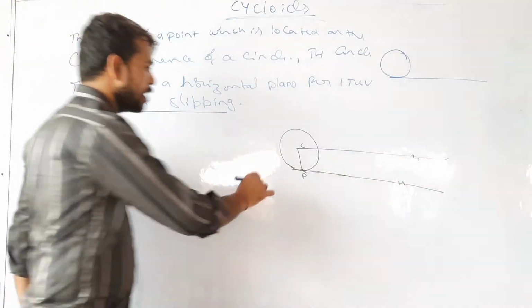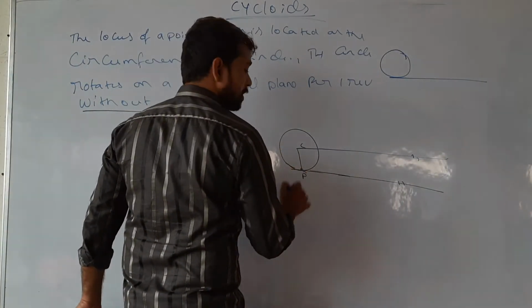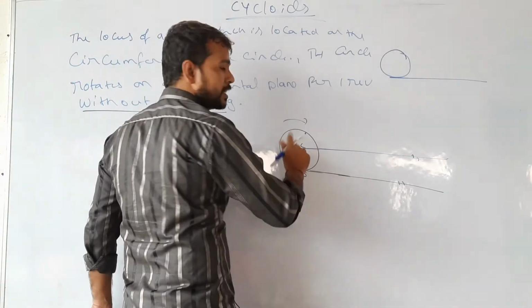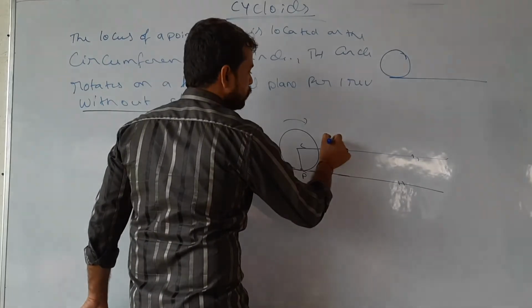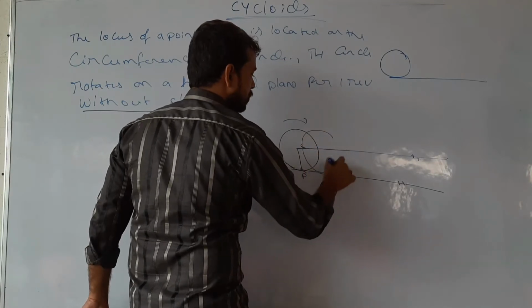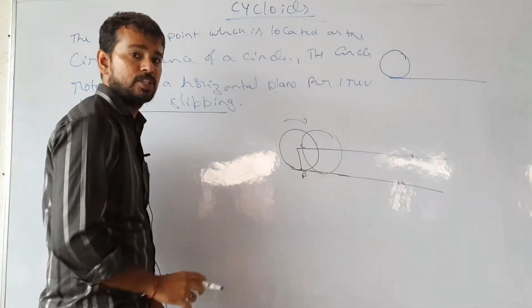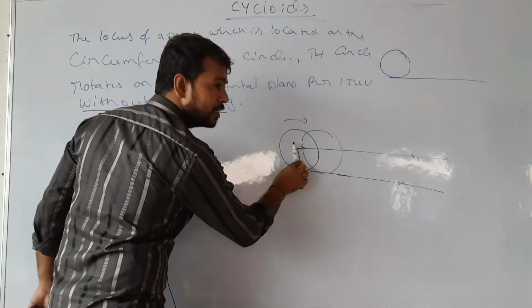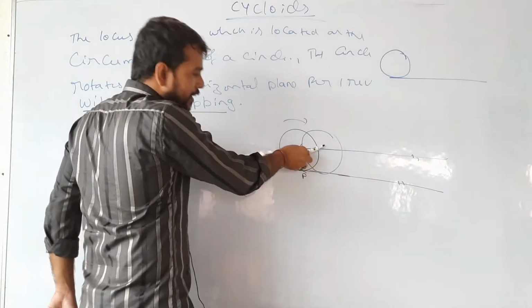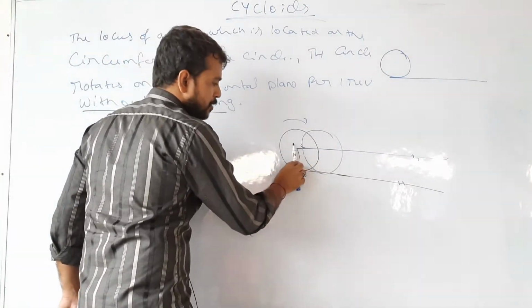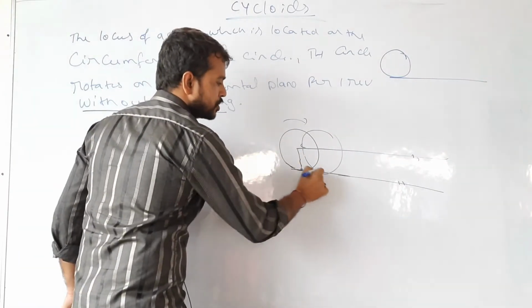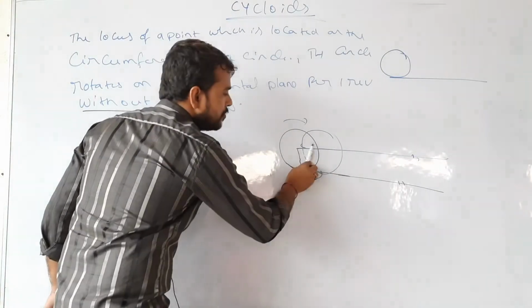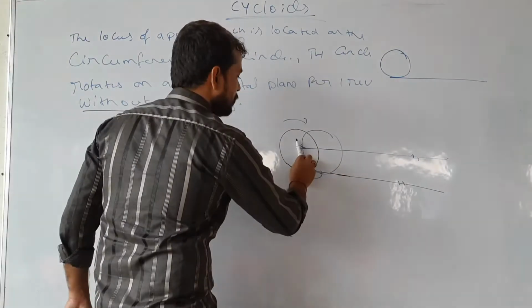Okay, now what's happened: this is the circle, this is the point P. The circle is rotating. Suppose it came to this position, then what will happen to this chord CP? It will move like this. If the circle takes this position, the point P will move like this.